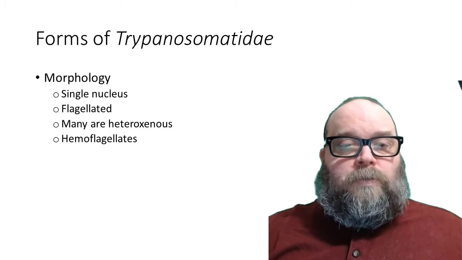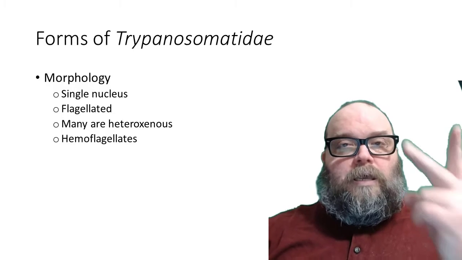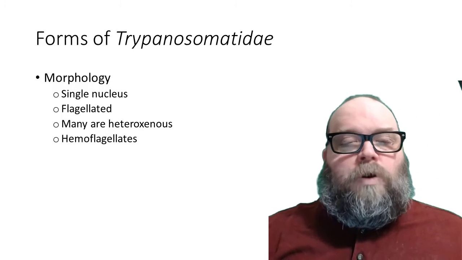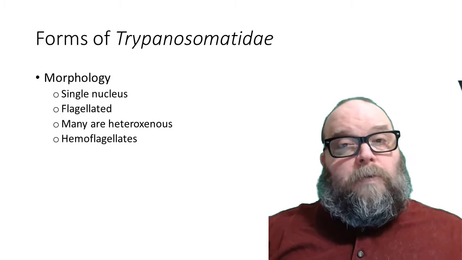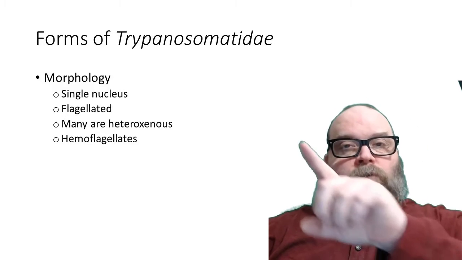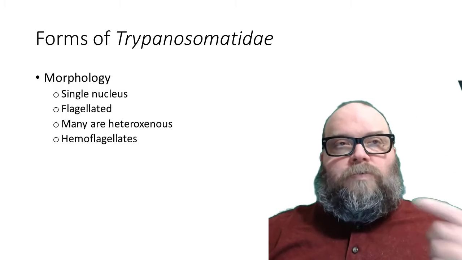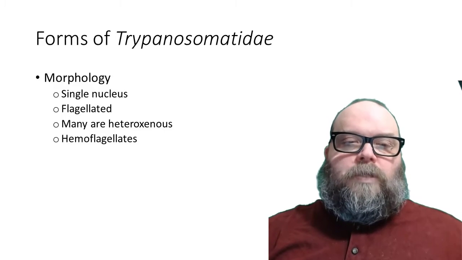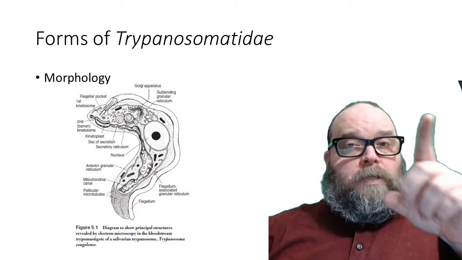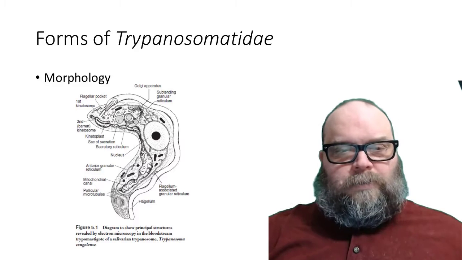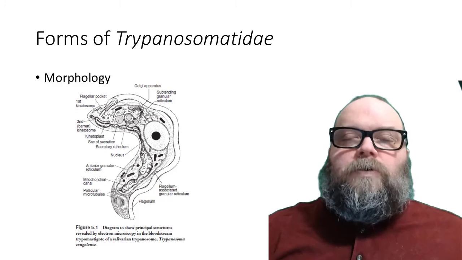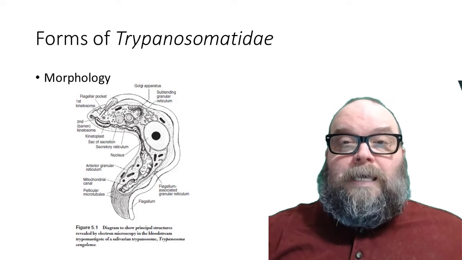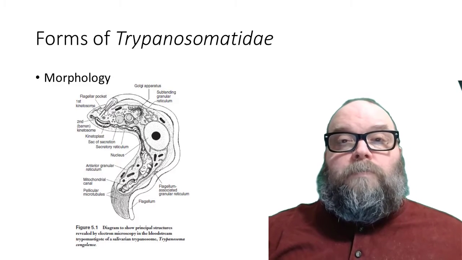For the most part, they're going to be heterogenous, meaning two hosts minimum. Monogenous, remember, is one host, host to host to host. So if it was a human parasite, it would be human to human to human. These are going to be heterogenous: human, insect, and they're what they refer to as hemoflagellates, basically meaning they want to be in the blood. So part of their life cycle will be in the blood.